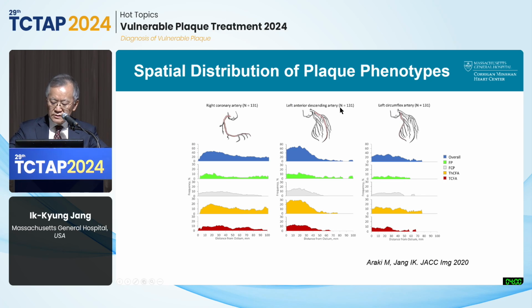So Makoto Araki recently looked at spatial distribution of plaque phenotype, all different types of phenotype. I want you to draw attention to the bottom one. Red is a TCFA. So TCFA is not only in the proximal segment, it's all over the place. Especially in the RCA, it is found everywhere, including the very distal segment. So the very simple concept of identifying plaque in the proximal segment and treat it, that's not right.